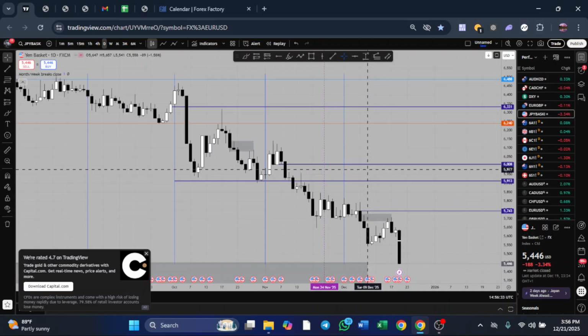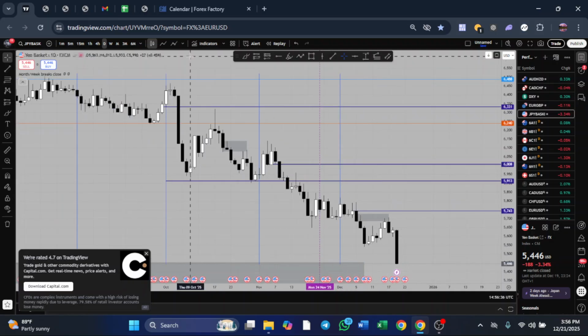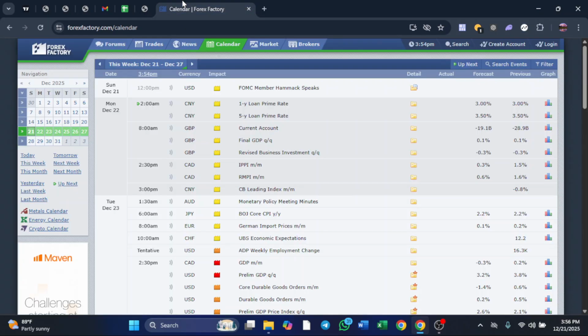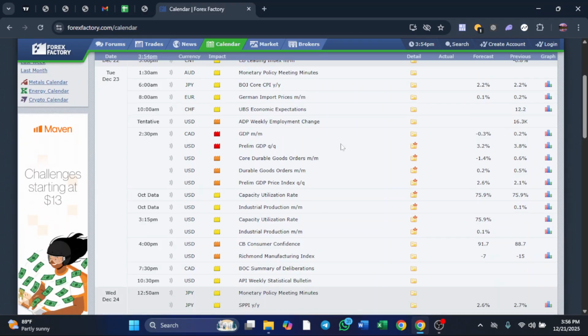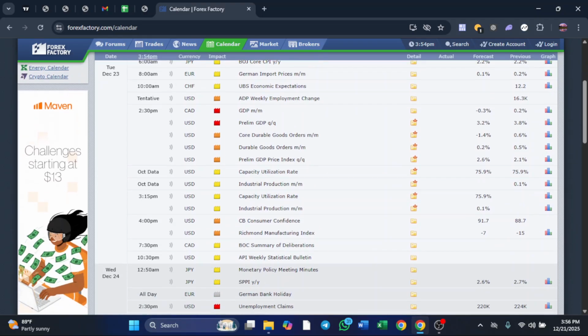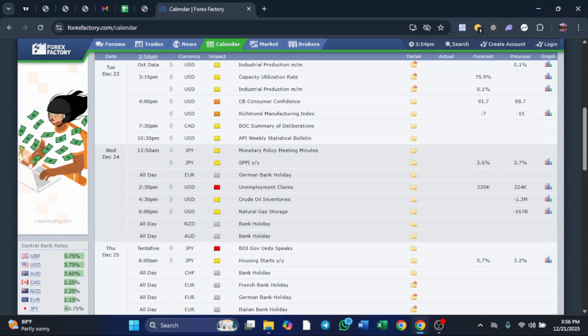So last week's analysis came out exactly as we planned. And if you look at the economic calendar of what we are expecting, the trading market will end on Tuesday. So we'll be having Kiwi GDP. So we are bullish on the Kiwi.